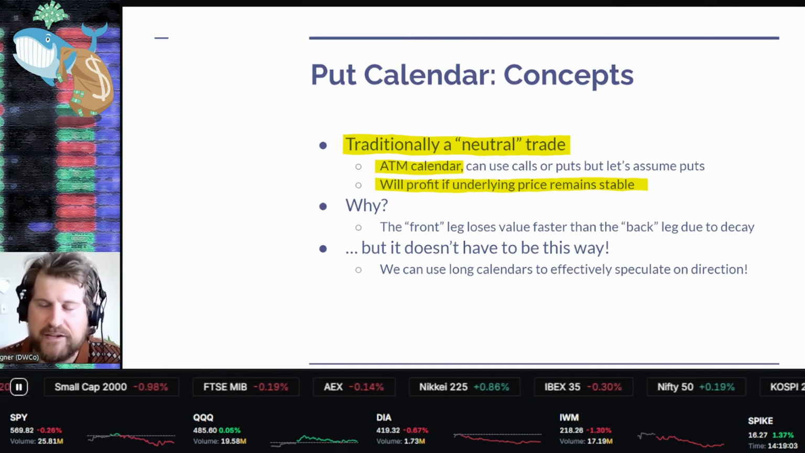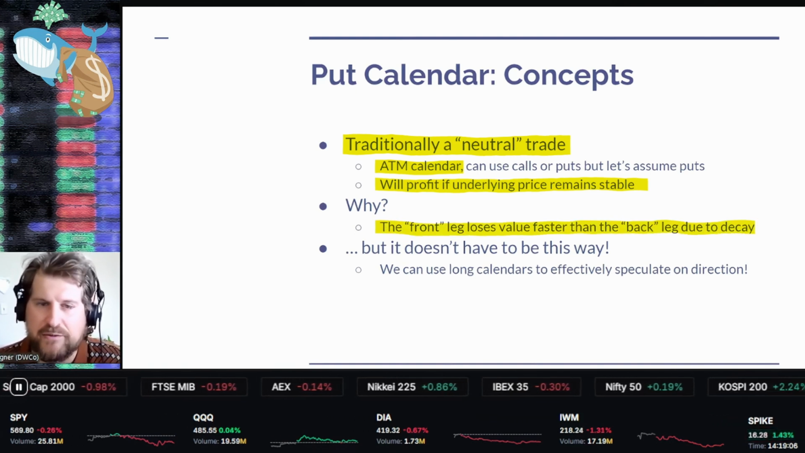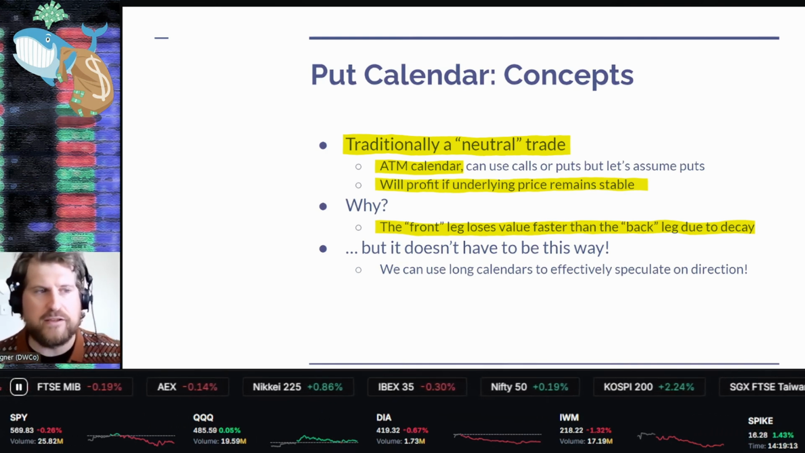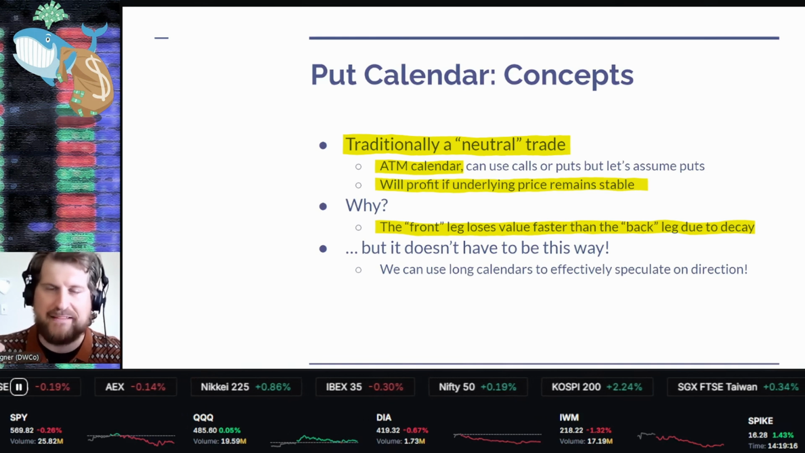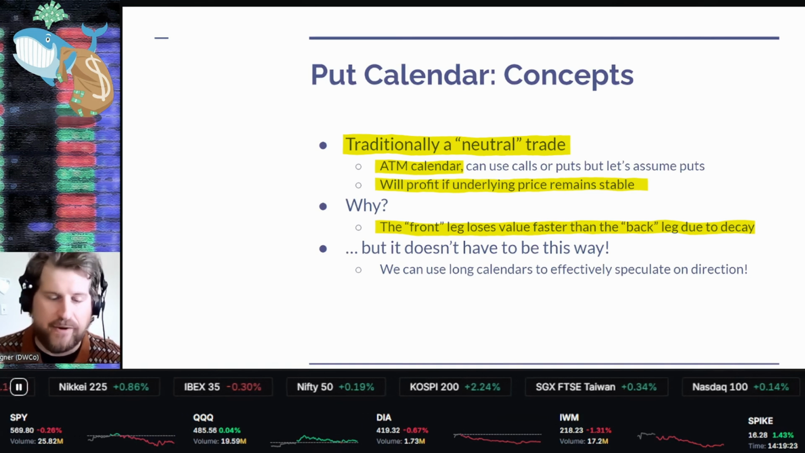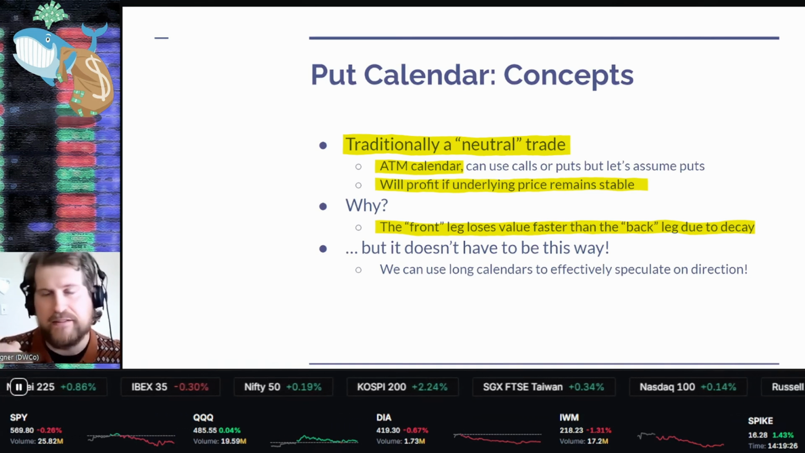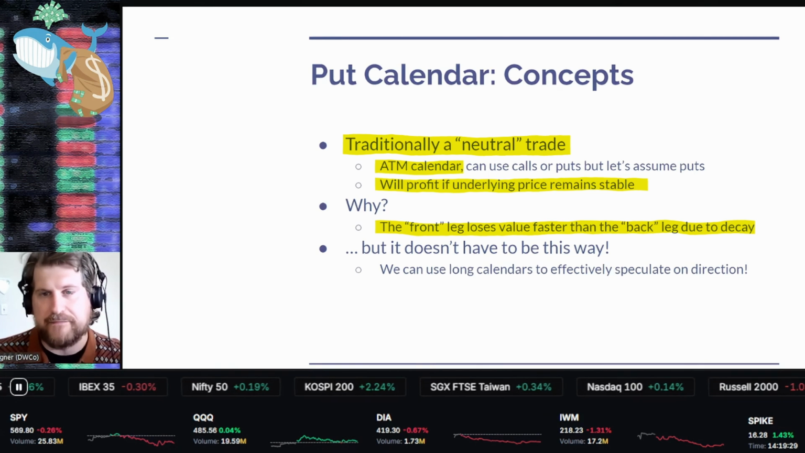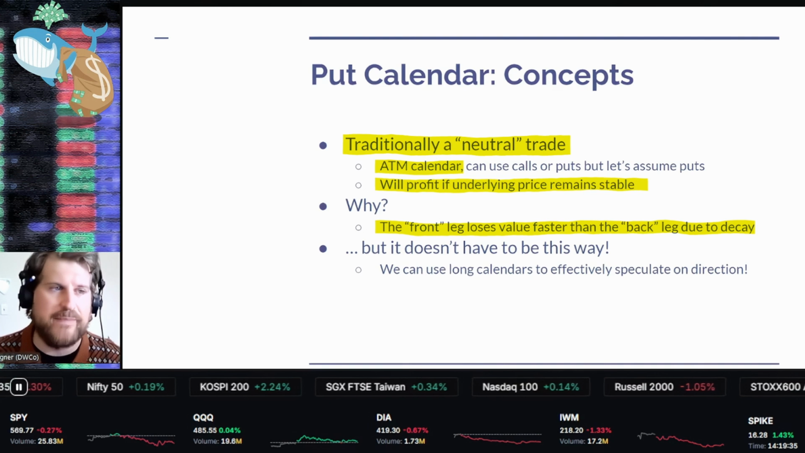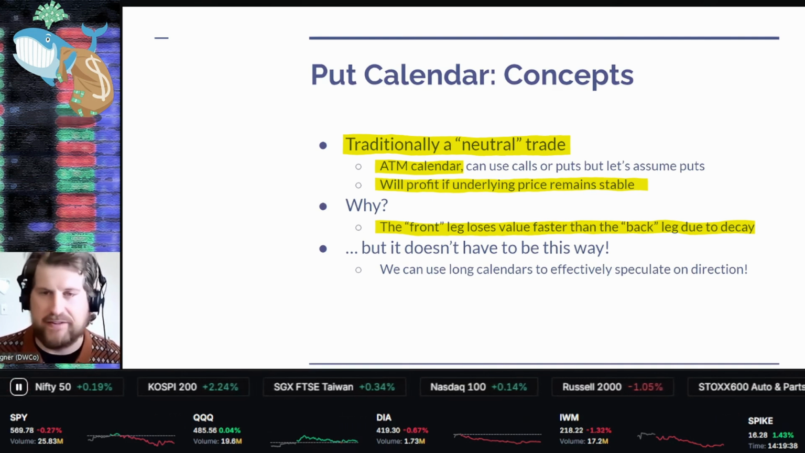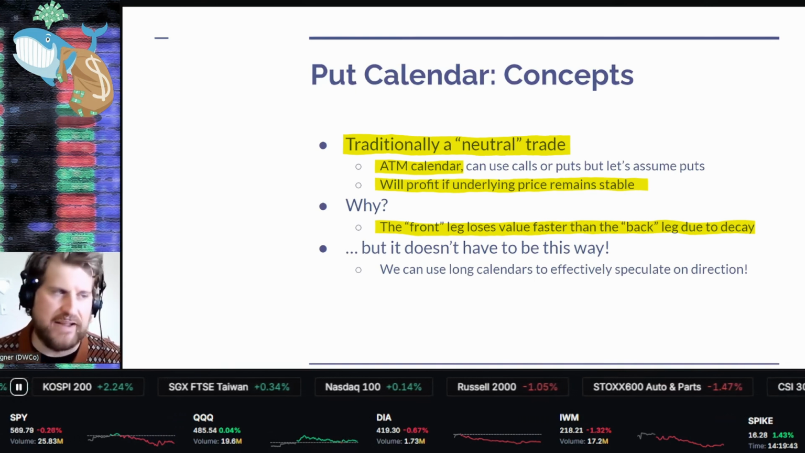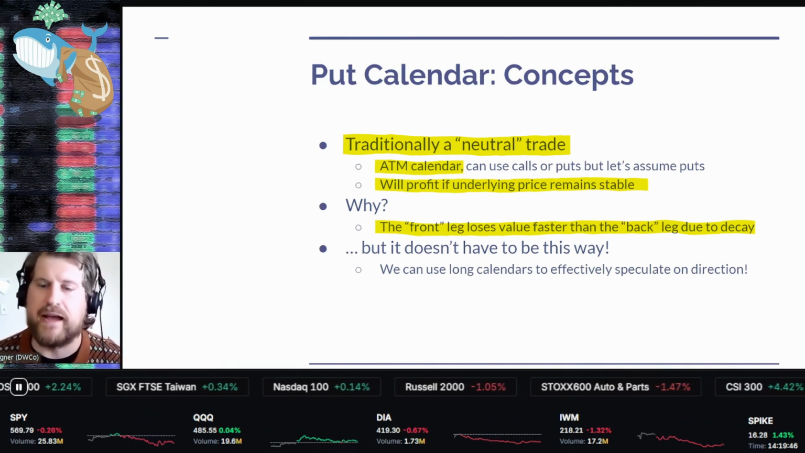And the reason for this is that the front leg is losing value faster than the back leg is losing value. You sold the front leg and you bought the back leg, and you net paid a debit. If the underlying price doesn't move in either direction too far, then that front leg, the one you're short, is going to decay at a faster rate than the back leg. And this makes a traditional neutral calendar spread profitable as time passes and volatility does not realize.